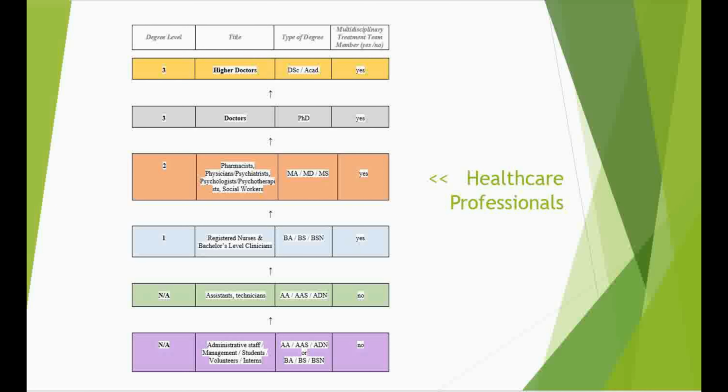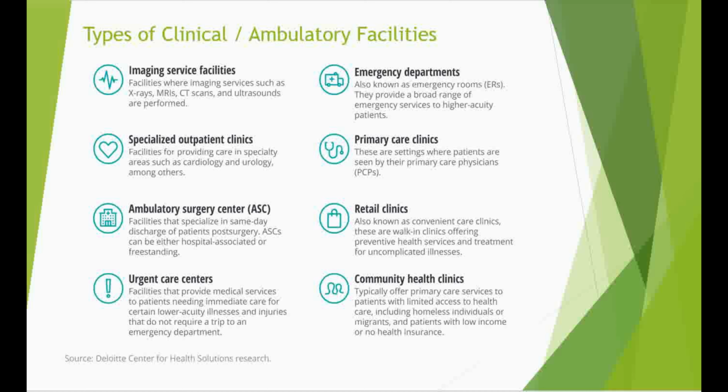The very last slide for today has to do with types of clinical and or ambulatory facilities. Again, even in these slides, the conversation warrants many other added descriptions, but this is overall what I would like students to remember. The sources are listed at the bottom of this slide. Let's start from imaging service facilities, where imaging services such as X-rays, MRIs, CT scans and ultrasound are performed. Below, specialized outpatient clinics, facilities for providing care in specialty areas such as cardiology and urology, among others.